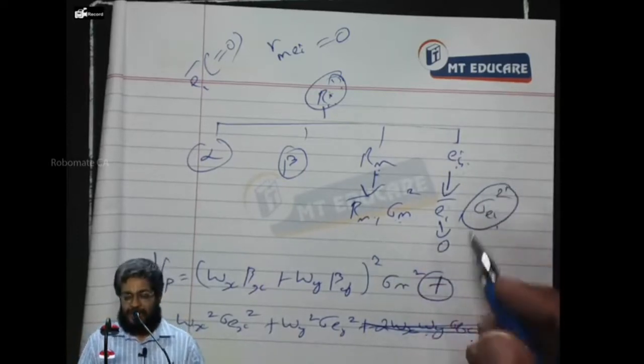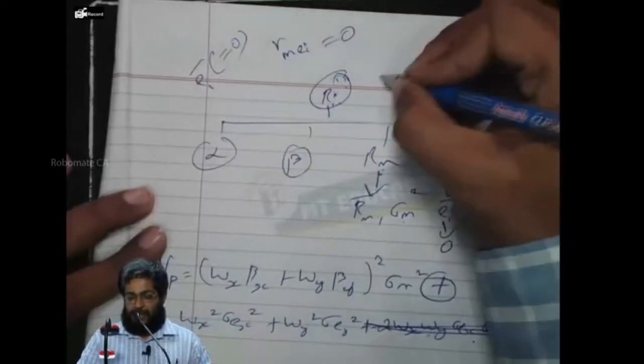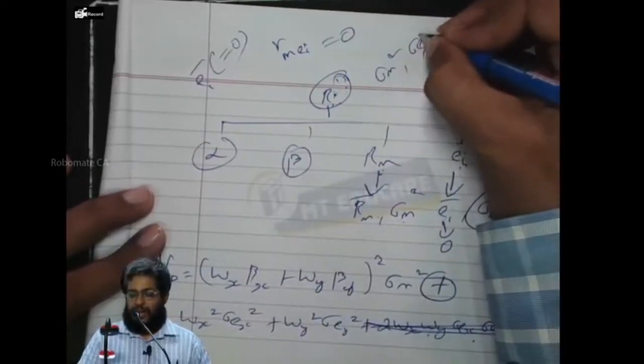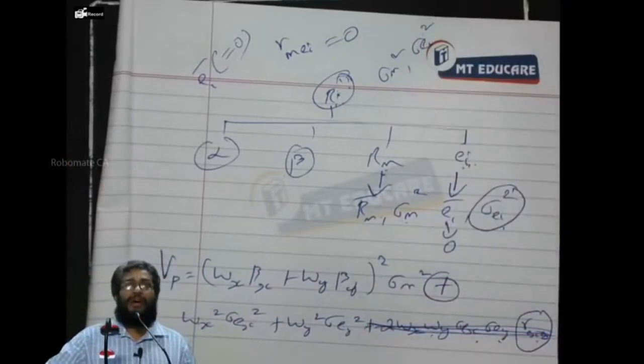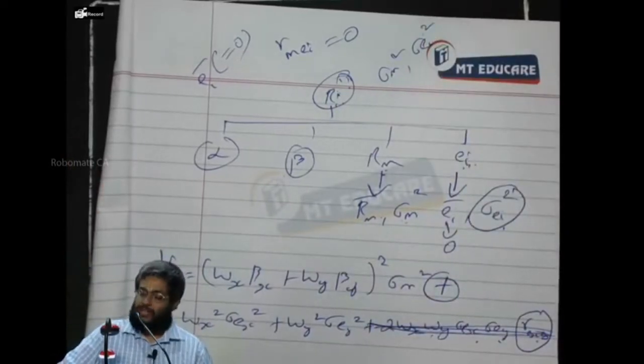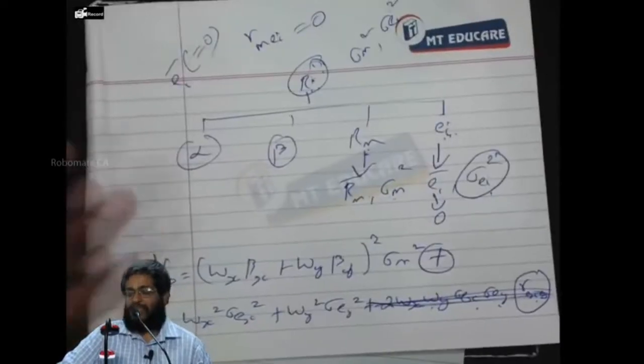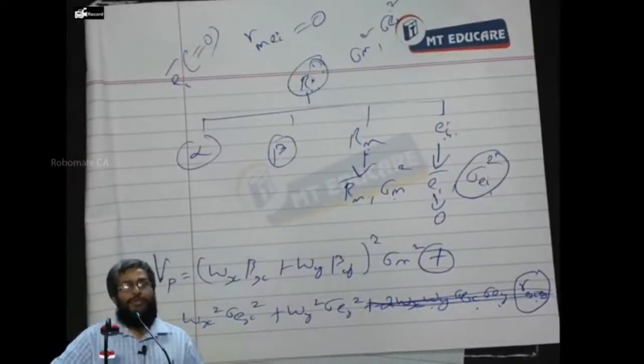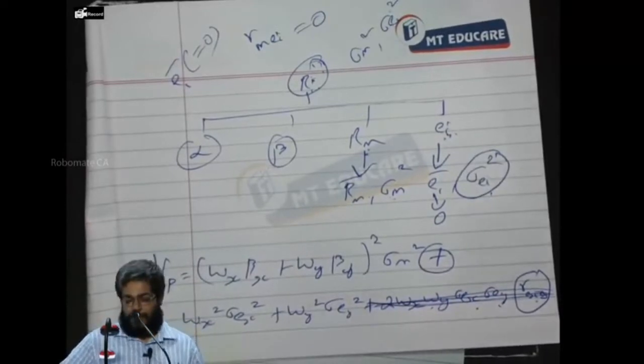Go to the next branch. That is standard deviation, right? I am writing variance now: sigma m square, and sigma EI square. Sigma m square, sigma EI square. Point number 3 or 4? Point number 5.